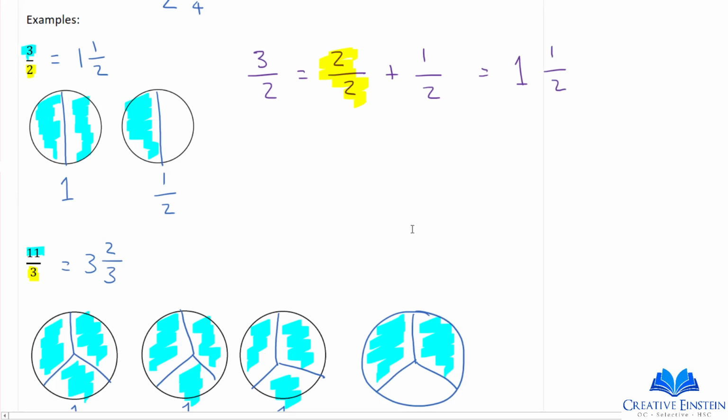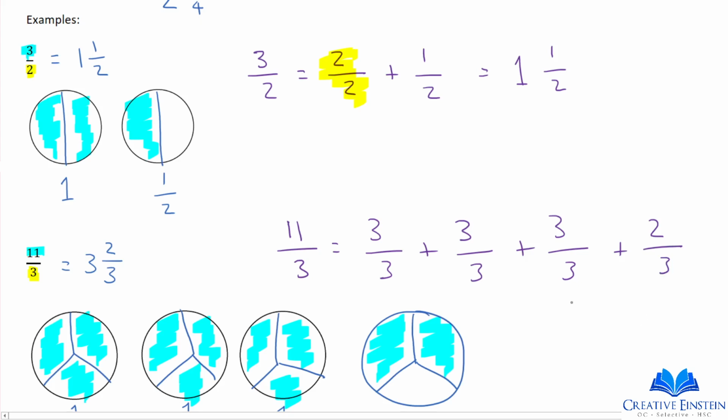Let's look at our next example. We have 11 on 3. So how many wholes do we have? Got 3 on 3 plus 3 on 3 plus 3 on 3. That gives me 9 altogether. We need 2 more to make it 11, so we need to plus 2 on 3. So that shows me that it's 1 whole, 2 wholes, 3 wholes. So 3 wholes and that equals 3 wholes and 2 on 3.